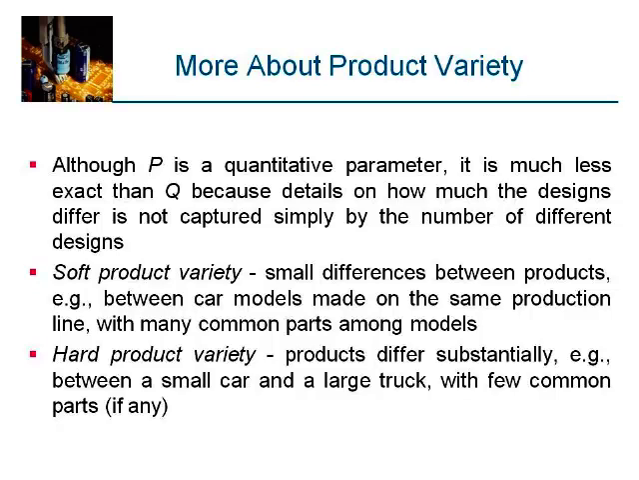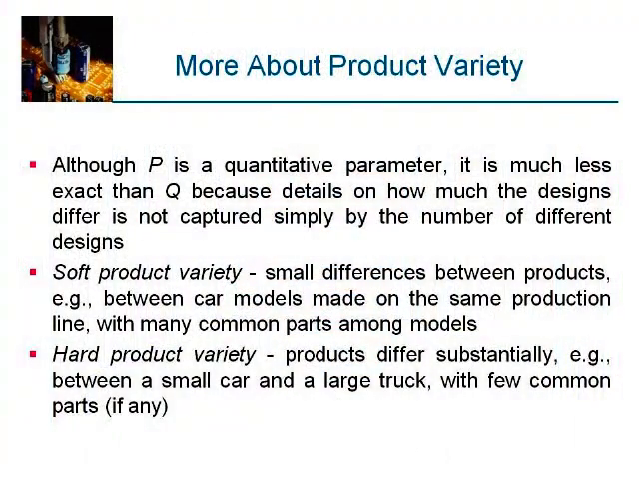Soft product variety is a small difference between products, for example between car models made on the same production line with many common parts among models. If you take a car manufacturing unit, let us say the Maruti 800, Zen, Alto or Estilo, all of them are more or less made on the same production line, in which several components are common. Very few components, like body shape and other things, may differ. So this variety is called soft product variety.